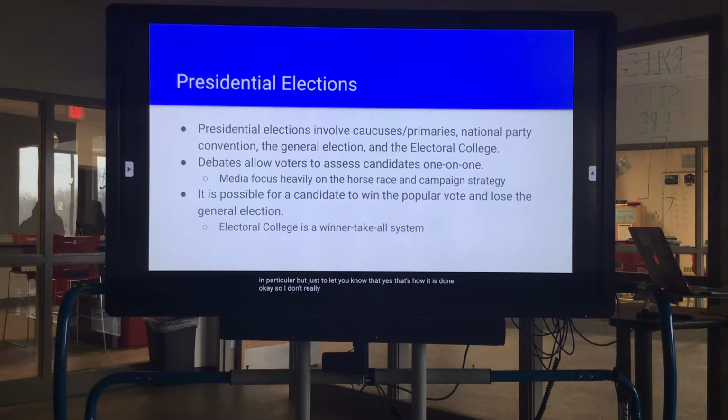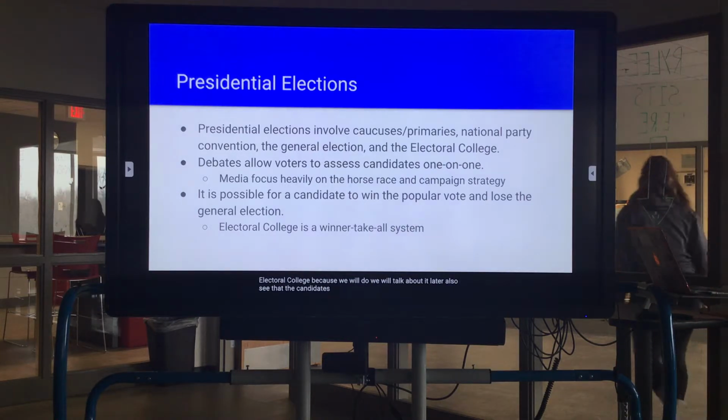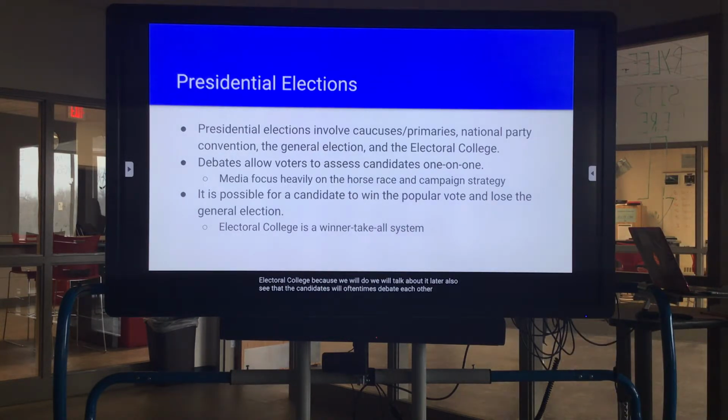Okay, so I don't really want to go into all the minute details about the Electoral College because we will talk about it later. In that campaign, you'll also see that the candidates will oftentimes debate each other. Typically, the last few election cycles, it's been 3 face-to-face debates between the 2 major party candidates. But there's nothing written into law or stone that that's how it has to be. It's whatever the candidates mutually agree upon.